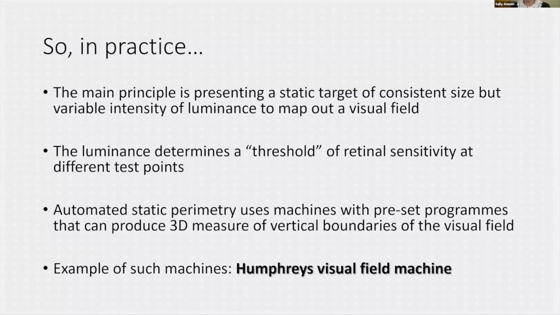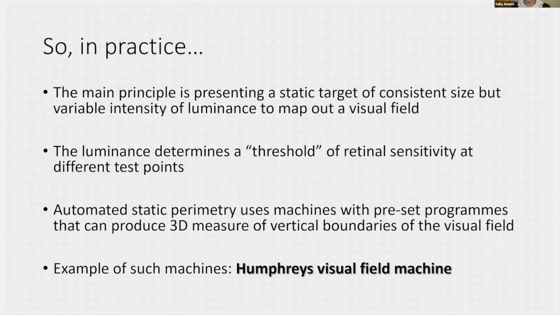So you are presenting a static target. The target does not move in any direction, and it is consistent in size, but variable in its light intensity or luminance on a map of a visual field. The luminance determines a threshold, and then we'll go on to talk about what a threshold value is, for retinal sensitivity at the different test points, and then it creates the visual field map for you.